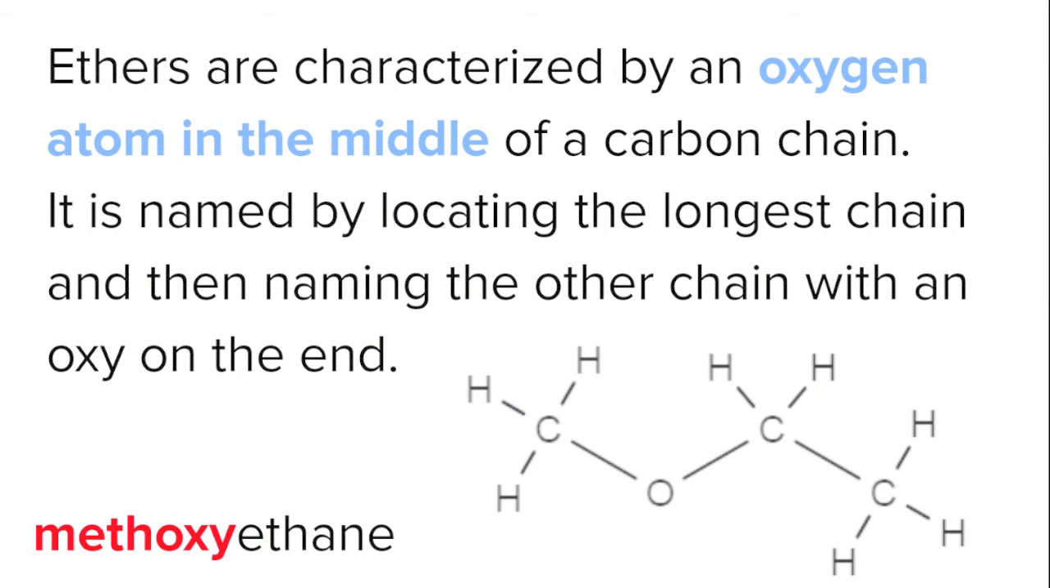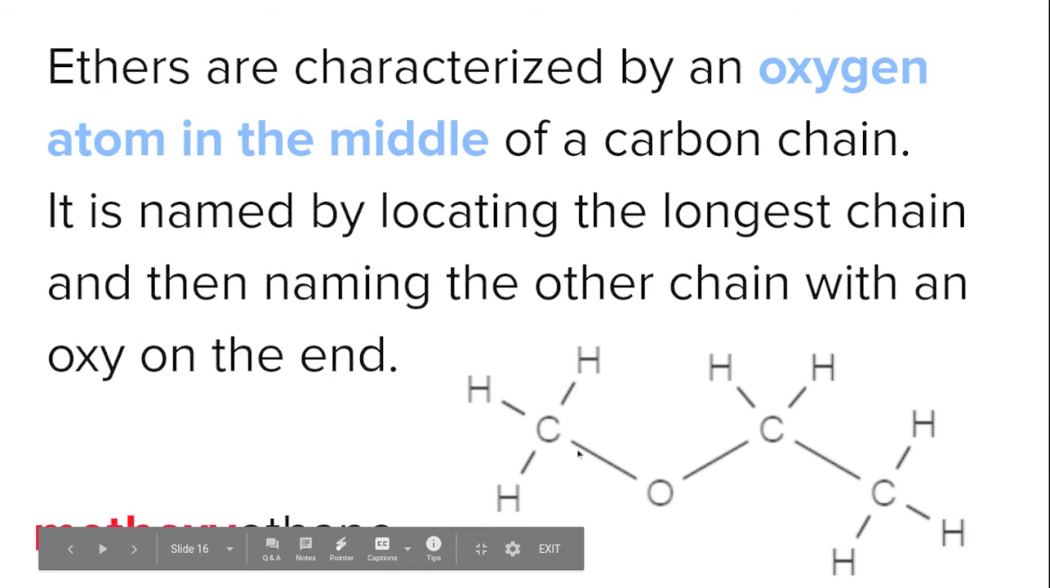The longest chain is 2 carbons long, so that's eth. They're combined in a single bond, so it's ane. So ethane is the longest chain. The other chain has the methyl group here, so 1 carbon. So we go meth, oxy, ethane would be the name of this compound. And again, this is an ether.